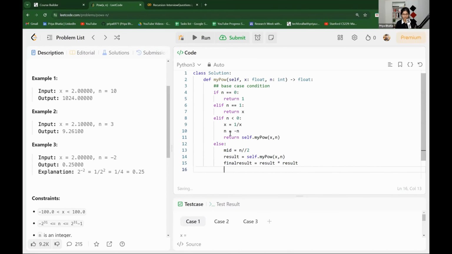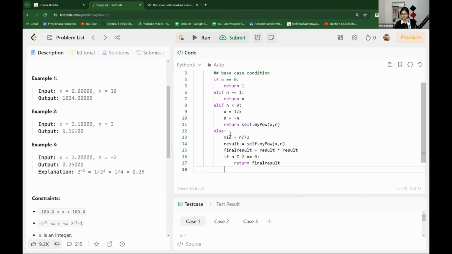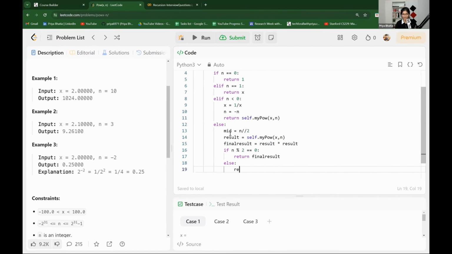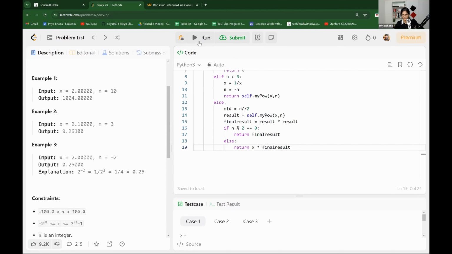Now, checking whether the number is even or odd. If the value of n modulus 2 is equal to 0, it means it's an even number. We can return directly the final result. If this is not the case, in the else case, we can return x into final result. Now it is correct, right? Let's try to run this code first.